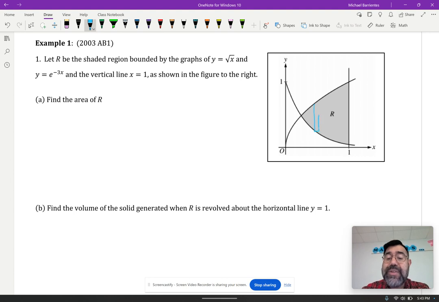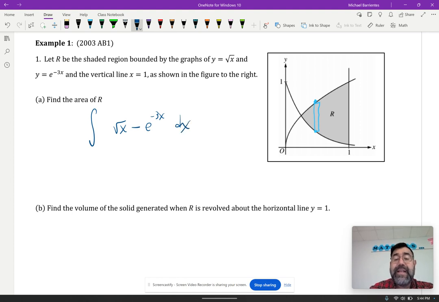Well, if I draw a representative rectangle, I know which function is the top and which function is the bottom. So then I can just set up my integral. The top was square root of x minus the bottom was e to the negative 3x. And my thickness here is delta x. I don't know where I'm going to start, but I know that I'm going to stack all these rectangles like this, and I'm going to end at 1. So I know my ending limit of integration is 1.